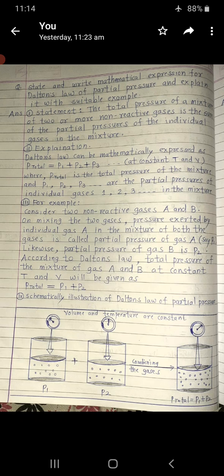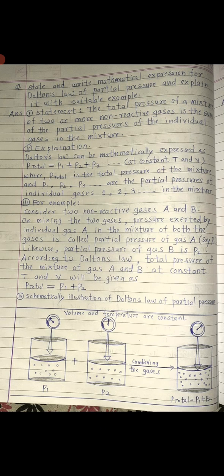So, the total pressure of a mixture of two or more non-reactive gases is the sum of partial pressures of individual gases in the mixture, that is P total is equal to P1 plus P2 plus P3 and so on, at constant temperature and pressure. Where P total is the total pressure of the mixture and P1, P2, P3 are the partial pressures of individual gases 1, 2 and 3 and so on in the mixture.